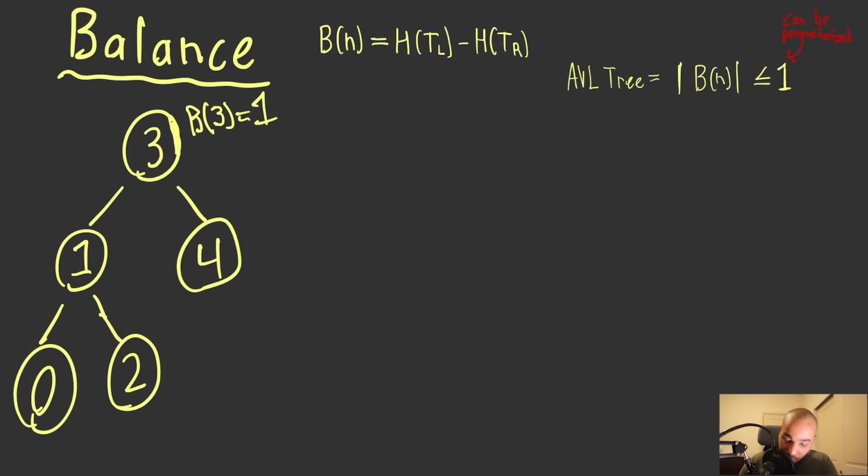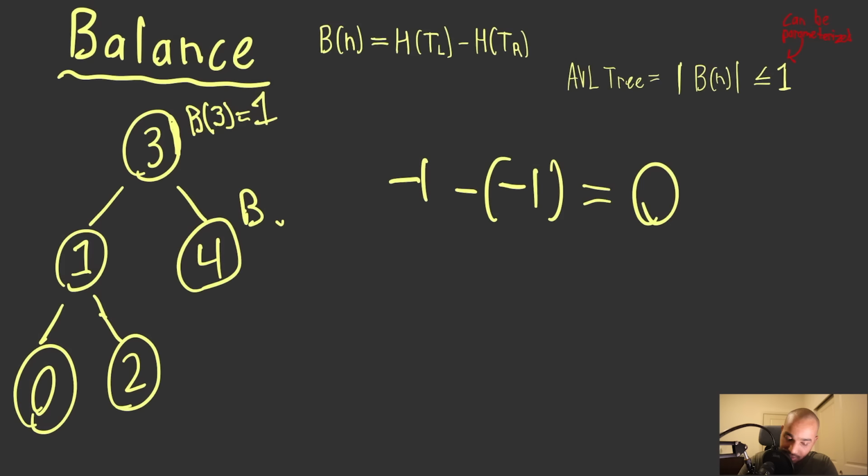So now we can continue on. We can calculate the balance for this guy right here. What is the balance for him? We're going to say, what is the height of his left subtree? Minus 1. What is the height of his right subtree? Minus 1. And then 1 minus 1 minus minus 1, that's just going to be 0. So the balance at 4 is 0.